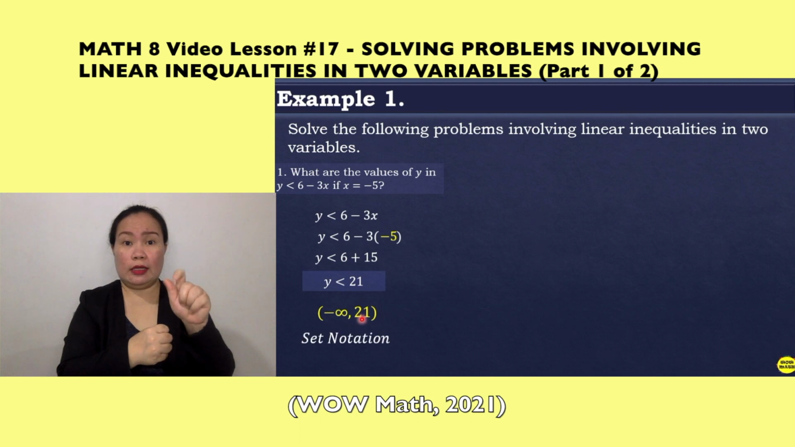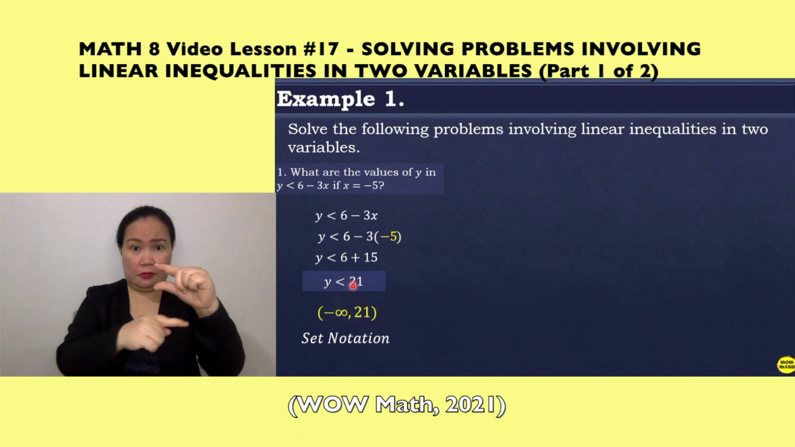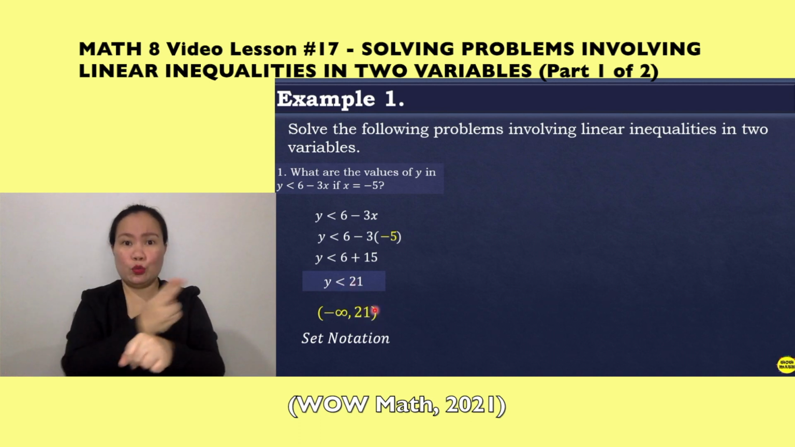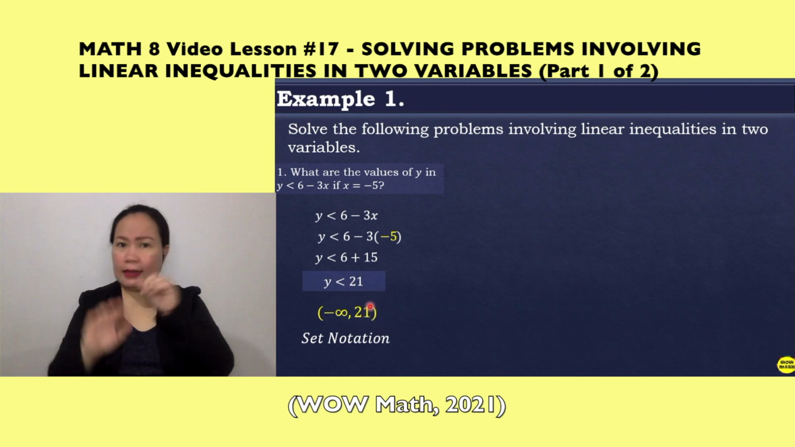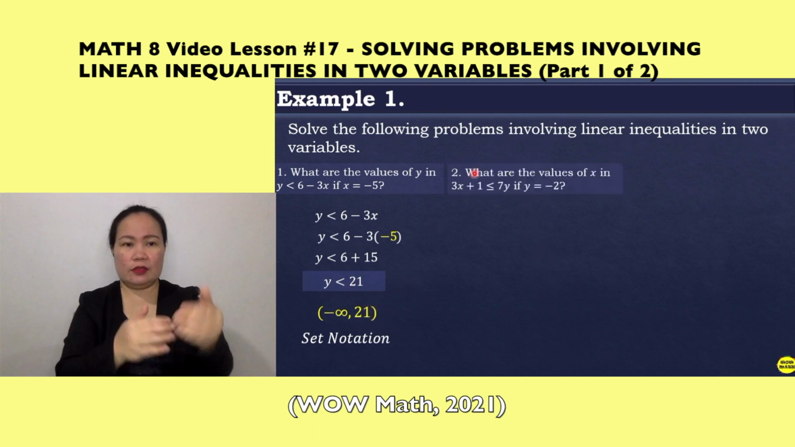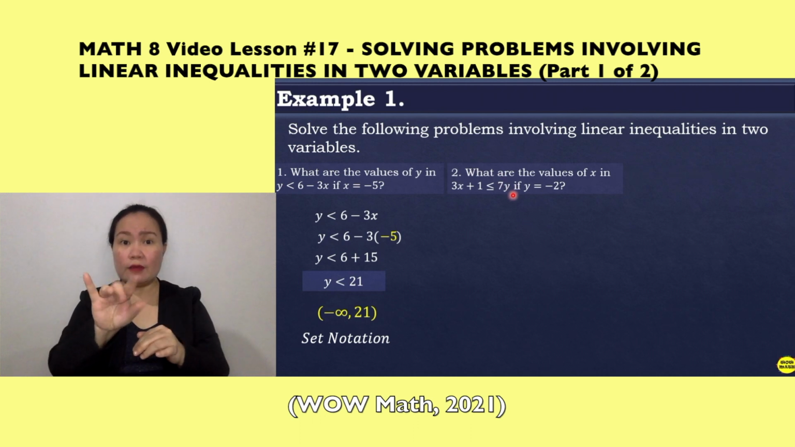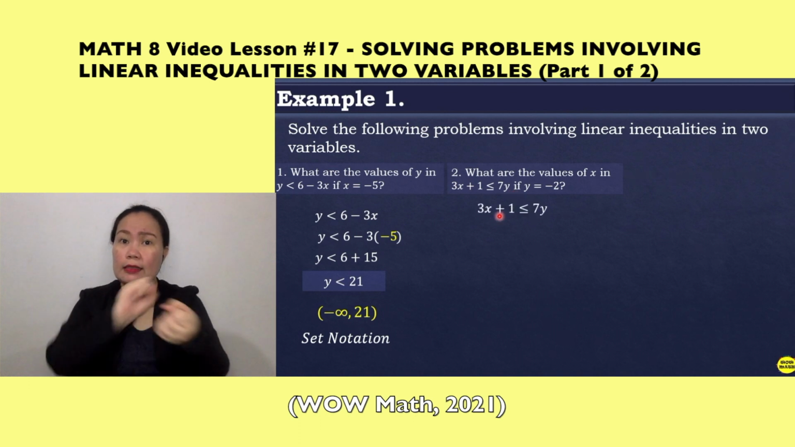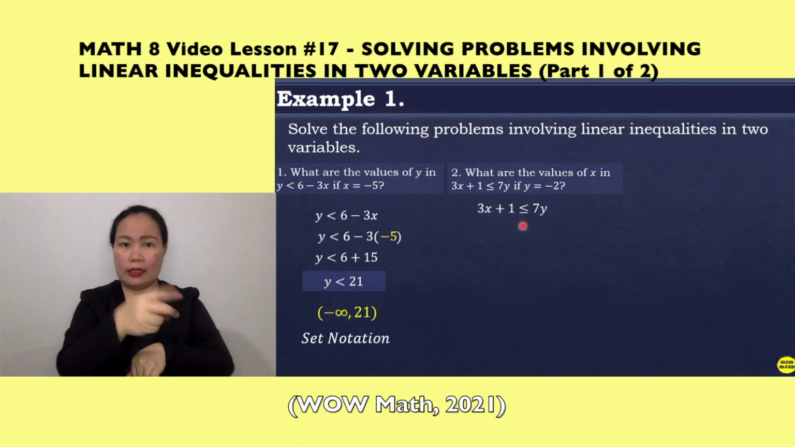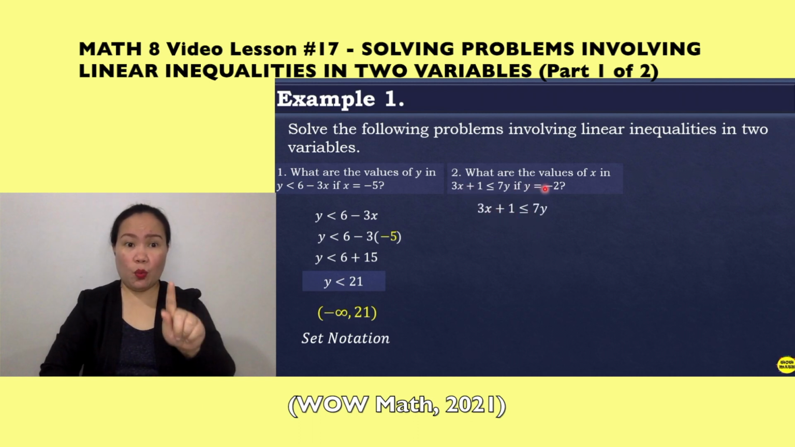Now, if in case na meron tayong equal dito, ibig sabihin kasama yung 21, you will be using a bracket. Ibig sabihin 21 is included in the solution. Okay? Let's have the next one. So, what are the values of x in 3x plus 1 is less than or equal to 7y if y is equal to negative 2. So, what are you gonna do? You just have to substitute. So, 3x plus 1 is less than or equal to 7y. So, copy your given.